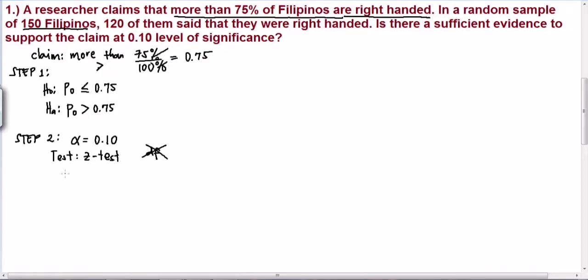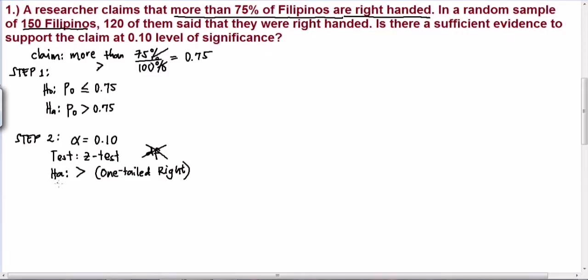So, bago pala tayo mag-graph, alamin muna natin kung ilang tail by looking at the HA. So, yung HA natin, ito yung ginamit na symbol, greater than. So, pag greater than, di ba, one-tailed yan. Ayan. So, one-tailed, since greater than siya, one-tailed right. Ayun. So, sa kanan. Di ba, pag not equal, two-tailed. Okay? Pag less than, one-tailed tapos left.